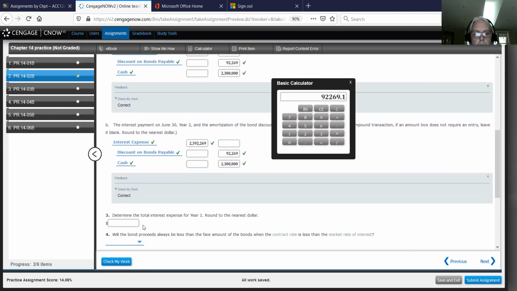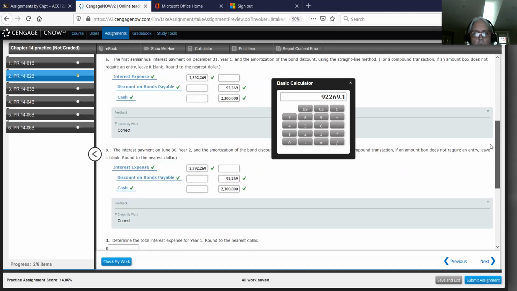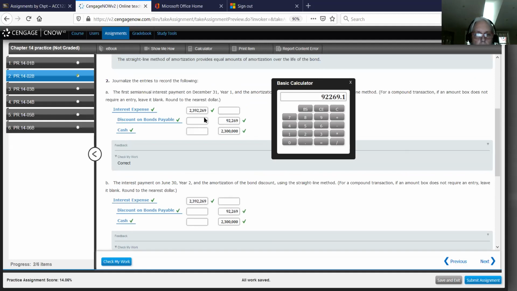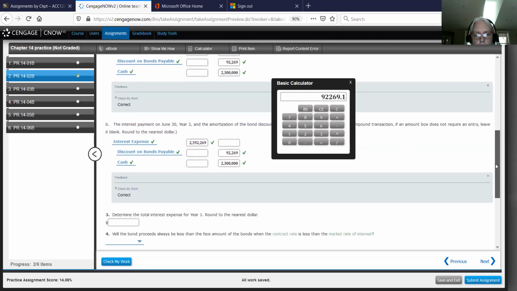Now in part 3, they tried to trick you here. They want you to determine the total interest expense only for year 1. See, this went into year 2. So year 1, the amount of the interest expense was this amount right here that we recorded at December 31st of year 1. It's $2,392,269.